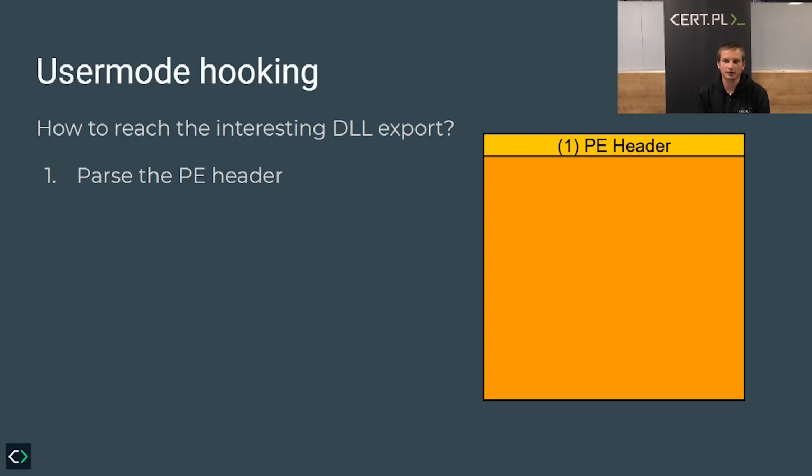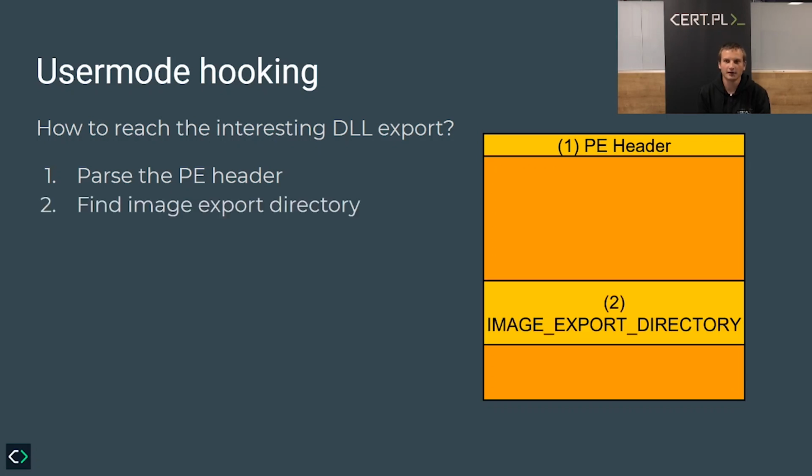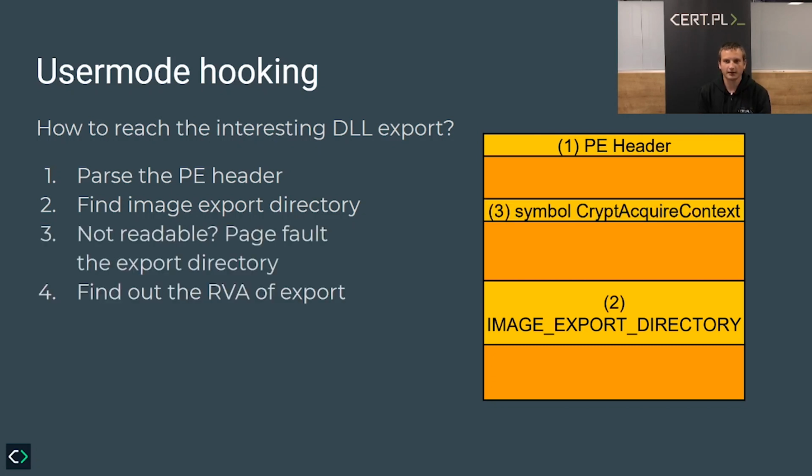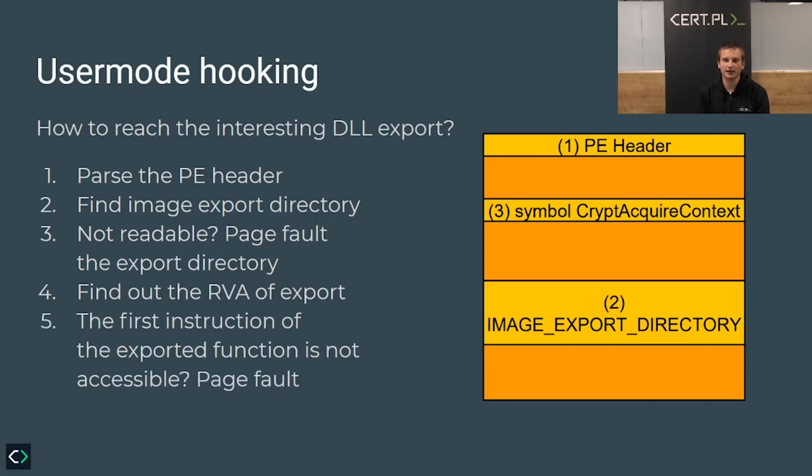Okay, so we're inside the syscall that loads our DLL. We parse the PE header and read the export directory. If it's not accessible, we put a page fault on it. Then we try to place a hook on the function. If it's not accessible either, we put a page fault on it and finally put our hook.